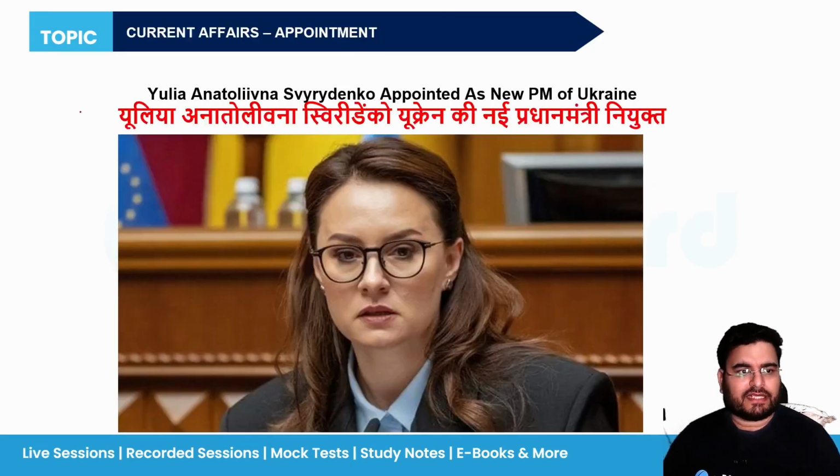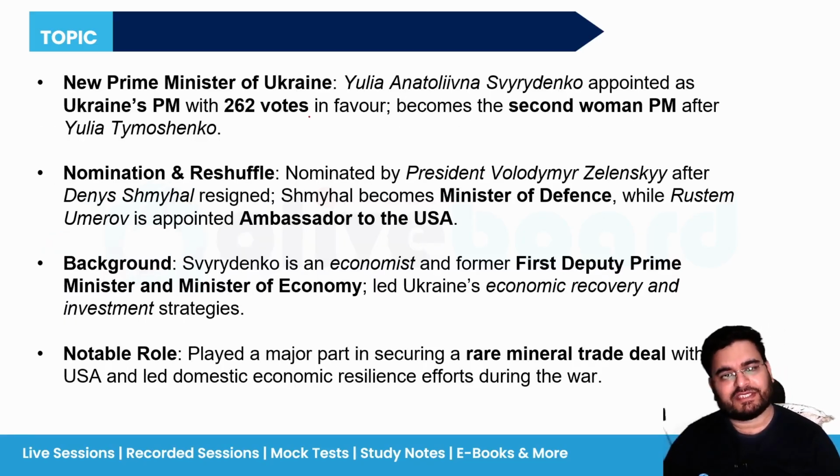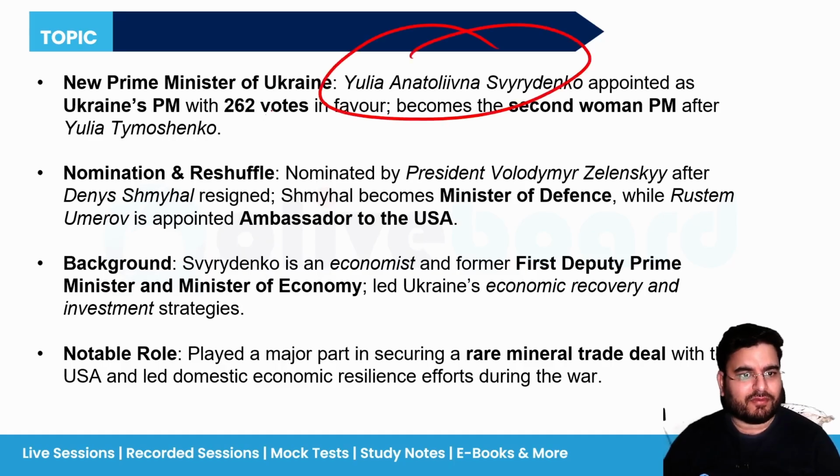Chalo. Next is Yulia Anatolyevna, very difficult name. So I will just say it. Yulia. She has been appointed as the new PM of Ukraine. Okay. So she has been appointed as the new Prime Minister of Ukraine, becoming the second woman to hold this post. Yulia Anatolyevna Svirdenko. Very difficult name. So just remember this thing, the name and what she has become. She has become the new Prime Minister of Ukraine. And who is the President of Ukraine? Mr. Vladimir Zelensky, right? So just remember this thing.